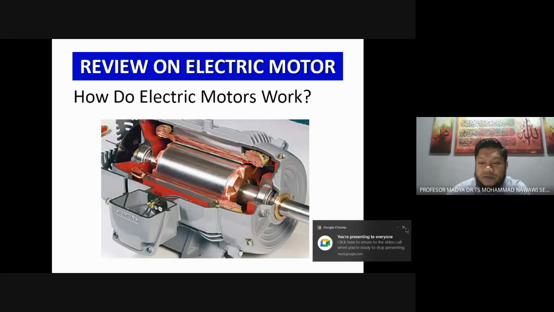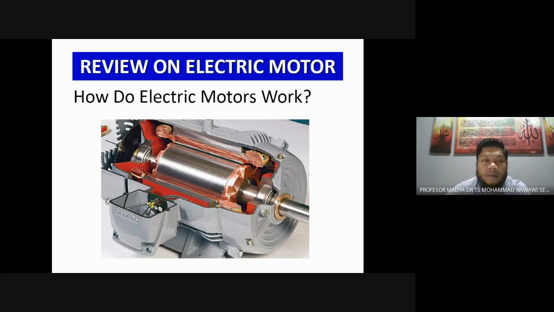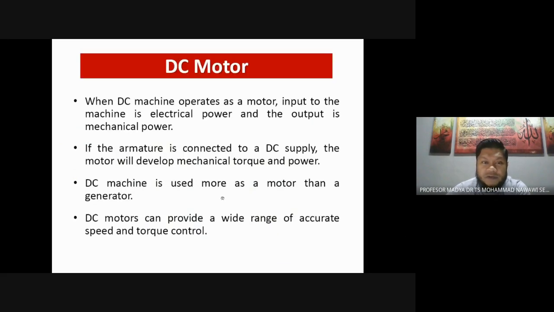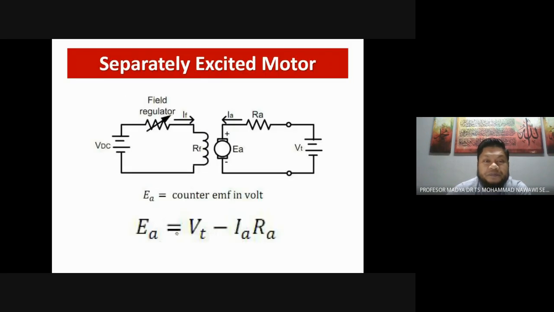How do electric motors work? When DC machines operate as a motor, the input to the machine is electrical power and the output is mechanical. The armature is connected to a DC supply. The motor will develop mechanical torque and power. This motor can provide a wide range of accurate speed and torque control.